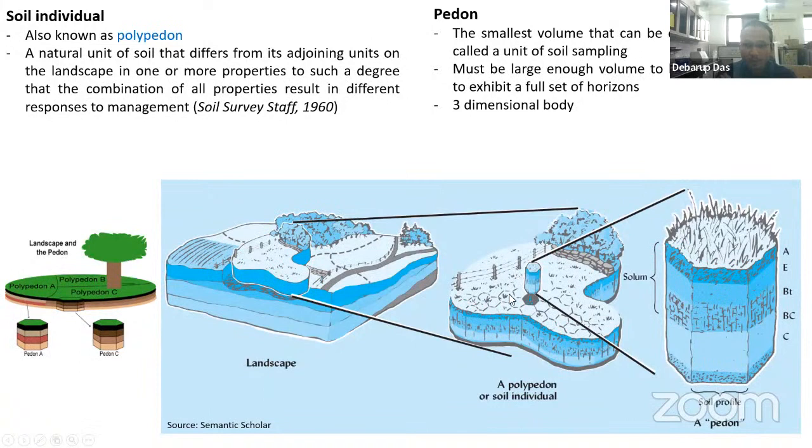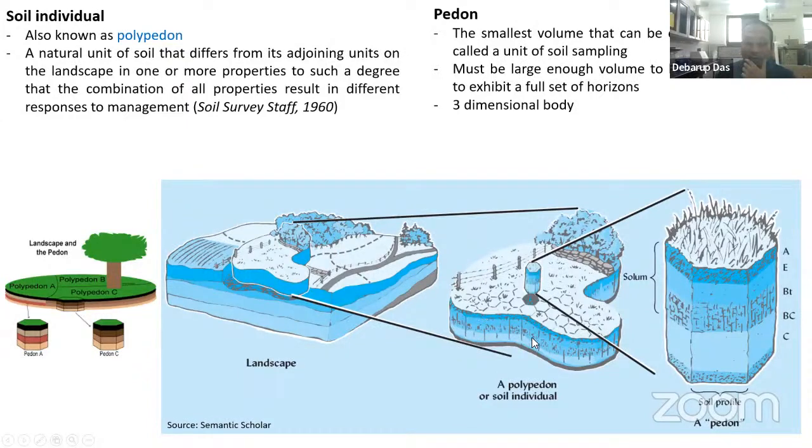Now this polypedon is a soil individual where all the pedons that make up this polypedon have similar characteristics and will respond similarly to a particular set of management practices. Now here you can see the problem. If this is a polypedon or a soil individual, adjacent to it there could be another soil individual. This is the boundary. Here, again, another soil individual. This is the boundary.